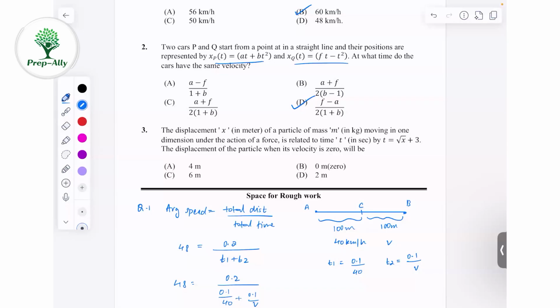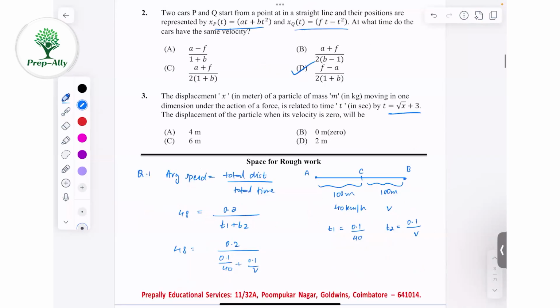Okay, now, third one. The displacement x in meter of a particle of mass m moving in one dimension under the action of a force is related to time by this. The position is given. You can get the time from the position here. So the displacement of the particle when velocity is 0 will be... Now, to get the velocity, we need to figure out the position as a function of time. And how can that be done?